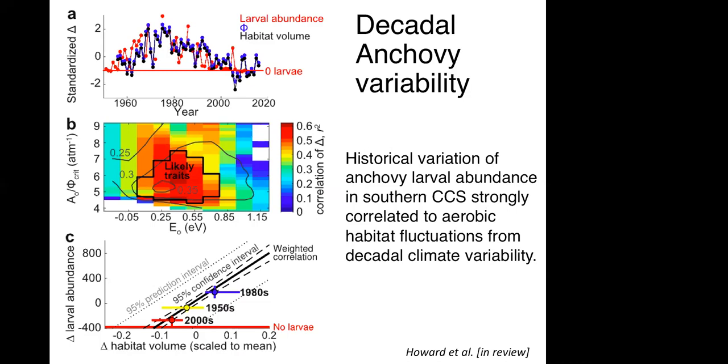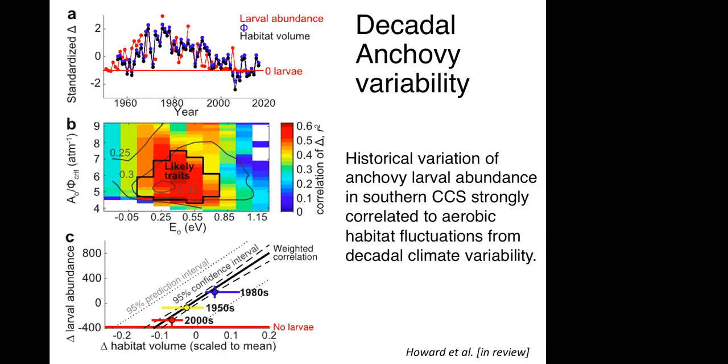And this is one particular trait combination, but we can again use these correlations to zoom in on the likely trait combinations for anchovy. And what we find is that in the middle panel, the temporal variability and the large scale spatial distribution of anchovy both point toward the same region of trait space as being likely to represent the metabolic sensitivities of anchovy. We're going to measure those. I'll come back to that at the end.